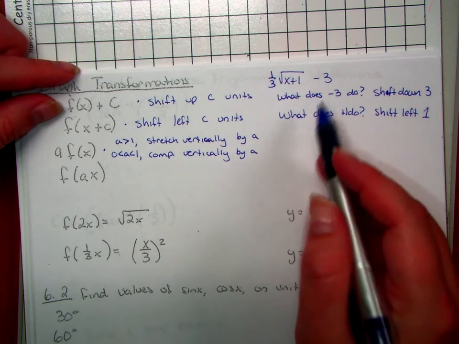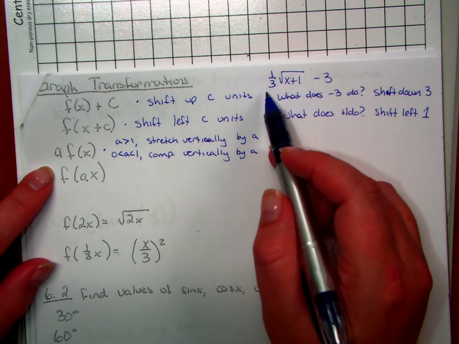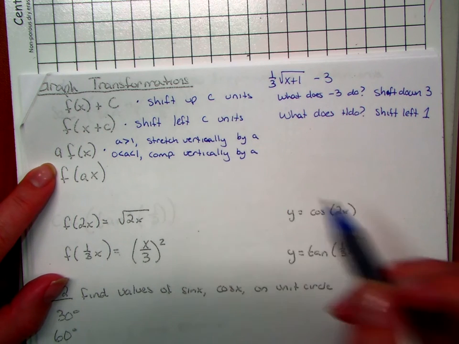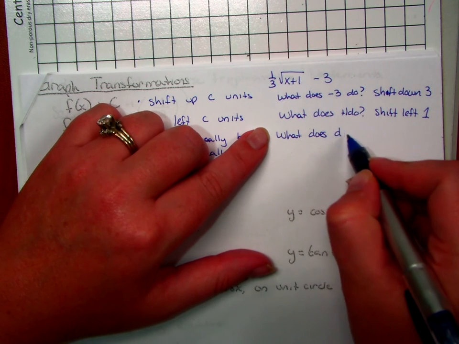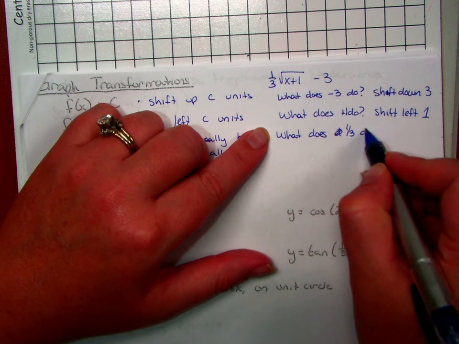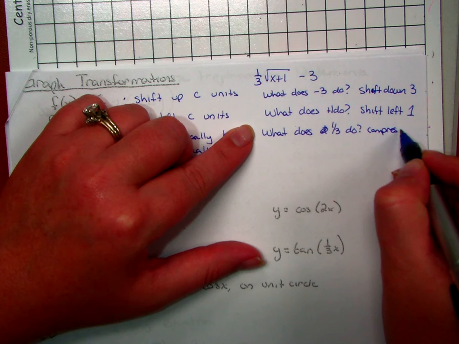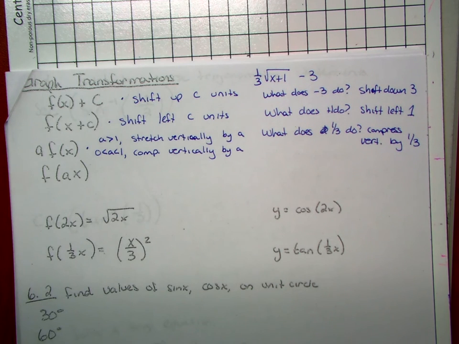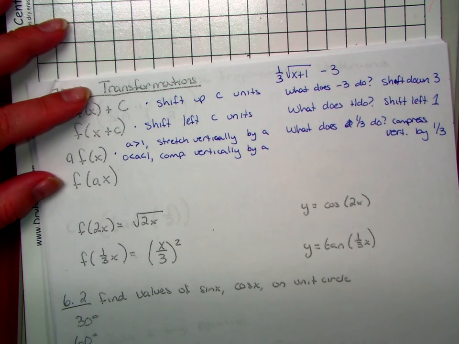Right. So in this function here, I went ahead and added a 1/3 out in front, right? So now my a is 1/3. Since it's between 0 and 1, this is going to compress vertically by 1/3. So if I asked, what does the 1/3 do? You're going to compress vertically by 1/3. Okay. And then the a on the inside, that is our horizontal stretch or compression, but they also work in the opposite direction.